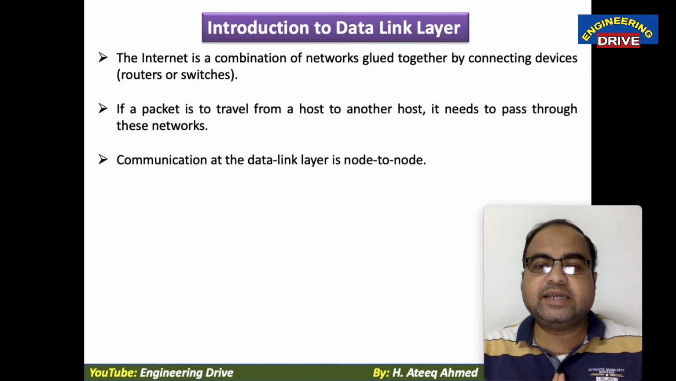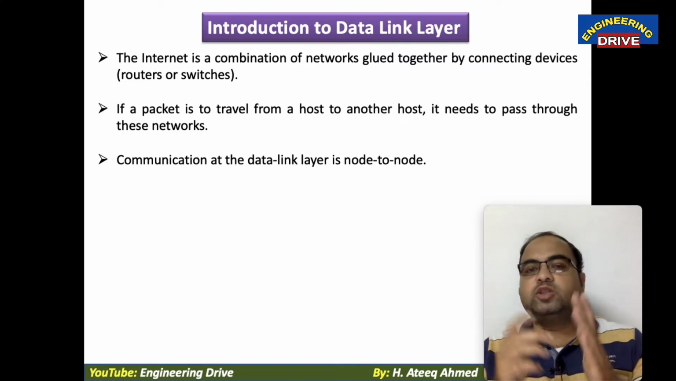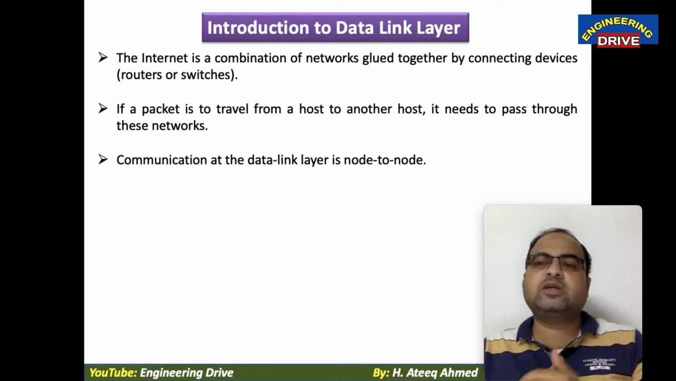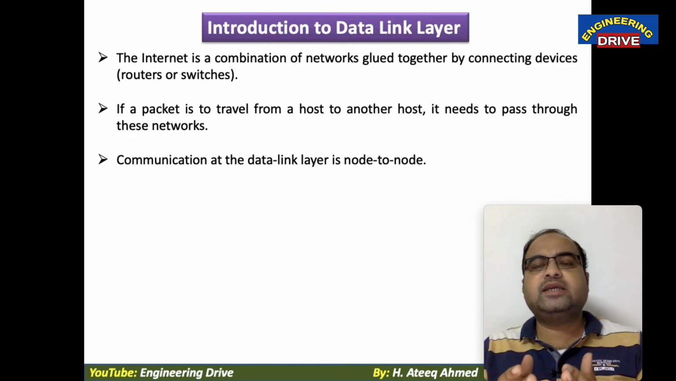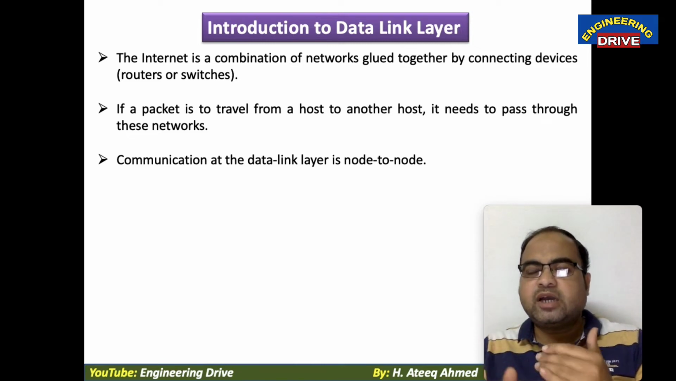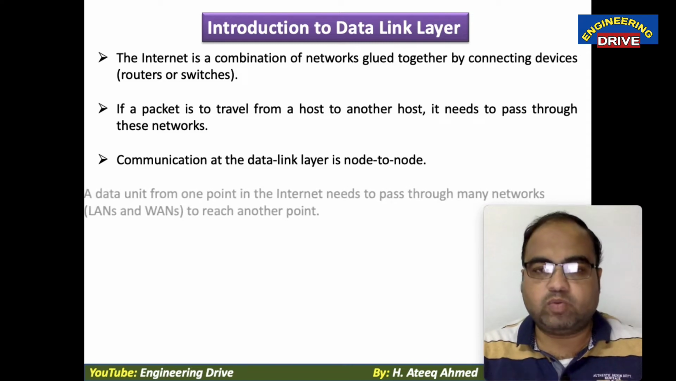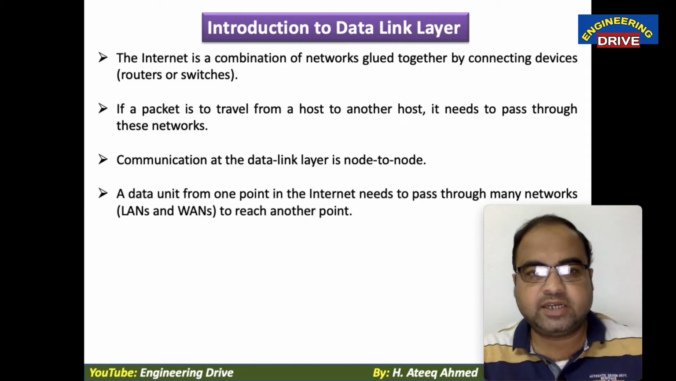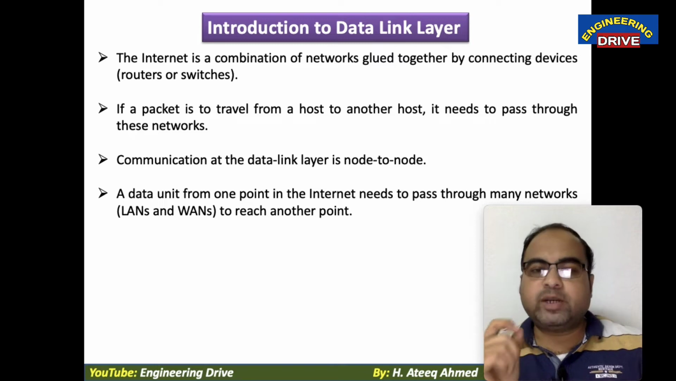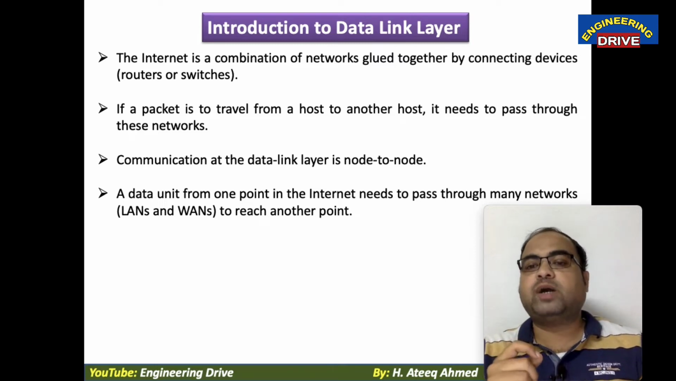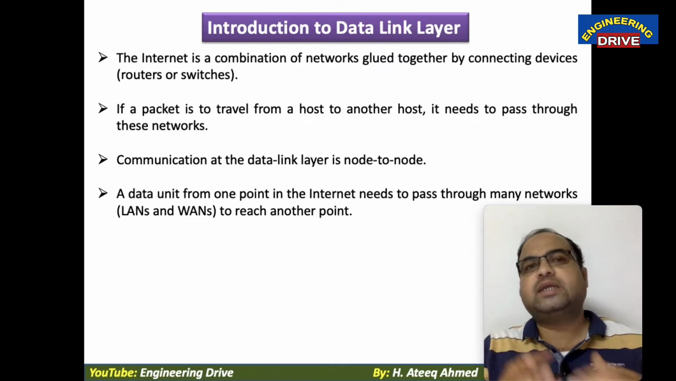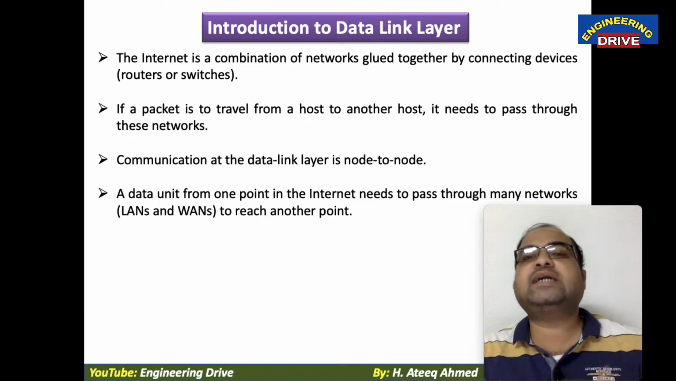Communication at the data link layer is node to node. Now we need to see this point. As we are talking about data link layer, we are talking about node to node communication being available here. Now what is the meaning of node to node? We will discuss here. A data unit from one point in the internet needs to pass through many networks that can be LANs and WANs to reach another point.